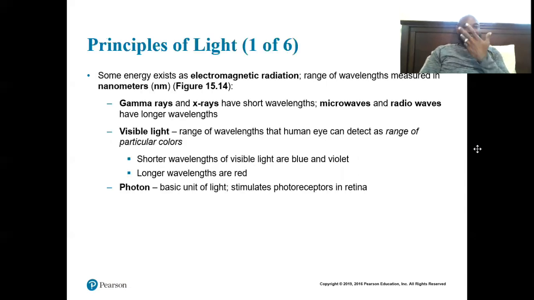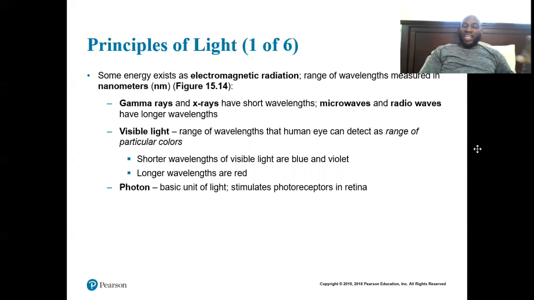What are the principles of light? You don't need to know these in so much detail. This is more physics. Some energy exists as electromagnetic radiation, with different wavelengths. Gamma rays and X-rays have short wavelengths; microwaves and radio waves have longer wavelengths. Visible light has a wavelength that the human eye can detect. Shorter wavelengths of visible light are blue and violet, and longer wavelengths are red.